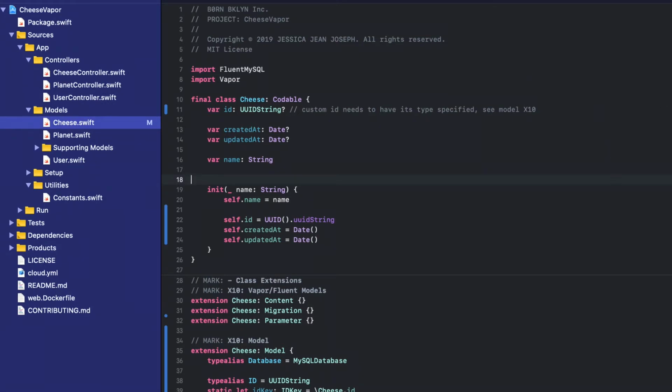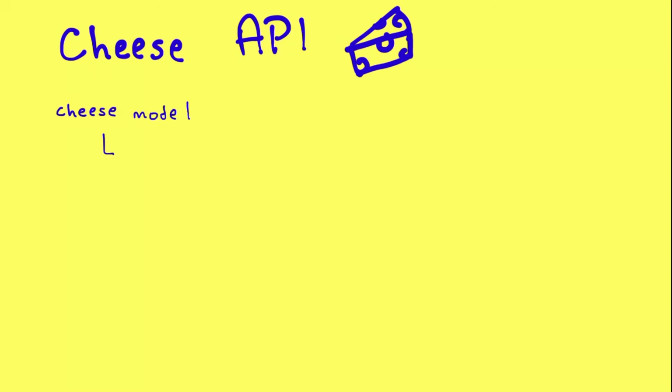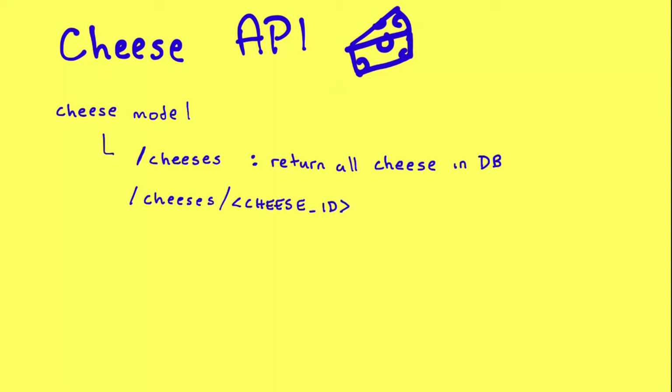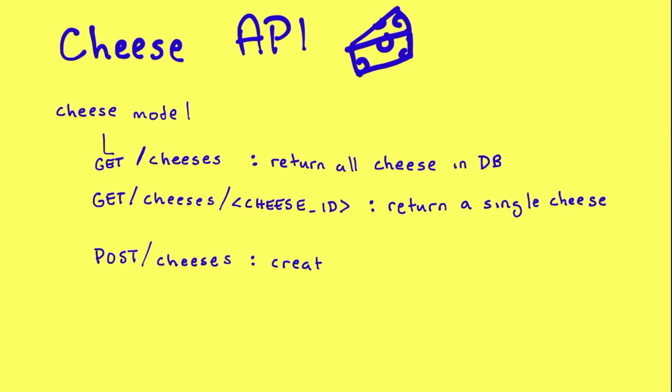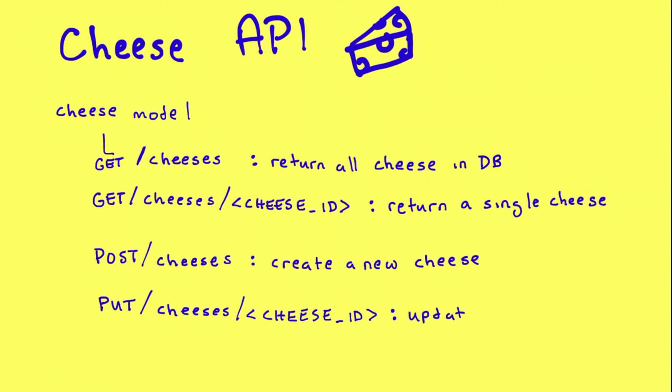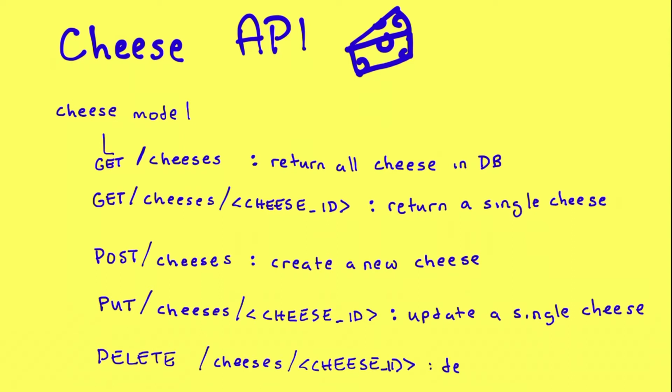So if you head over to the project navigator, underneath Controllers, we have our Cheese controller. So the endpoints. For our Cheese API, we're going to have an endpoint that returns all the cheeses in the database, an endpoint that returns a single cheese, that'll be a GET to cheese/cheeseID. We're going to create a new cheese by using a POST, and then we're going to PUT to update a single cheese, and then also deleting a single cheese. So much cheese.